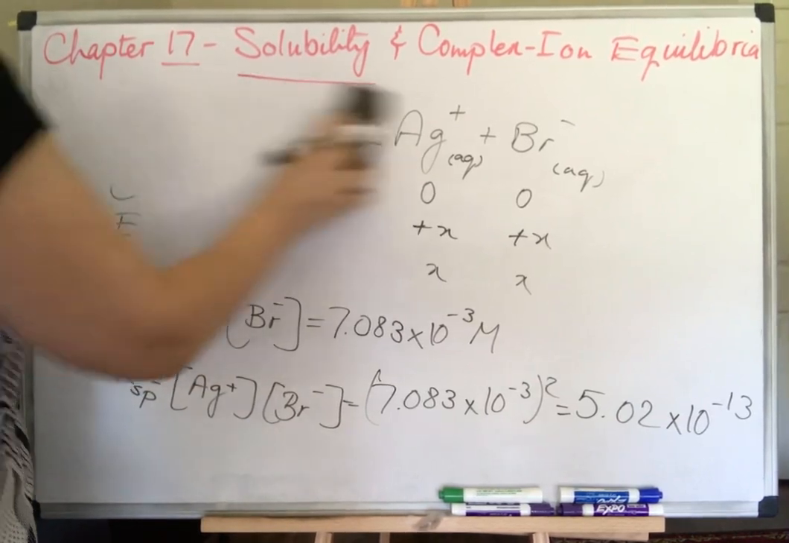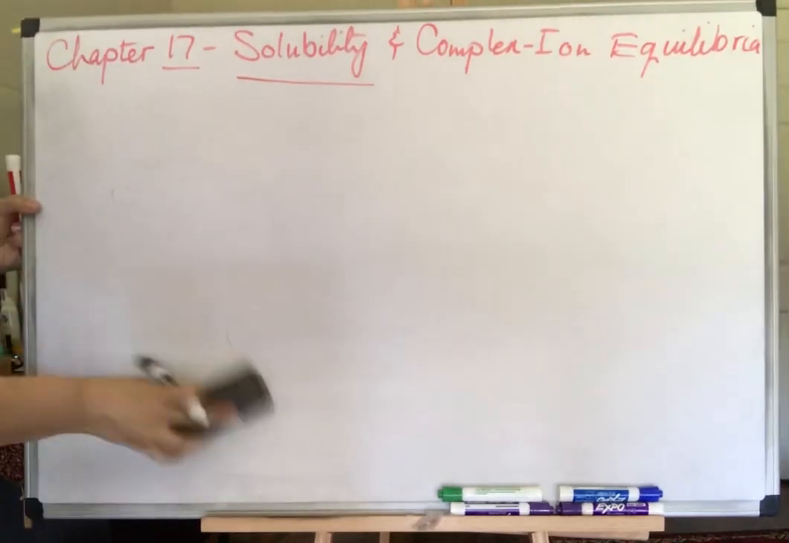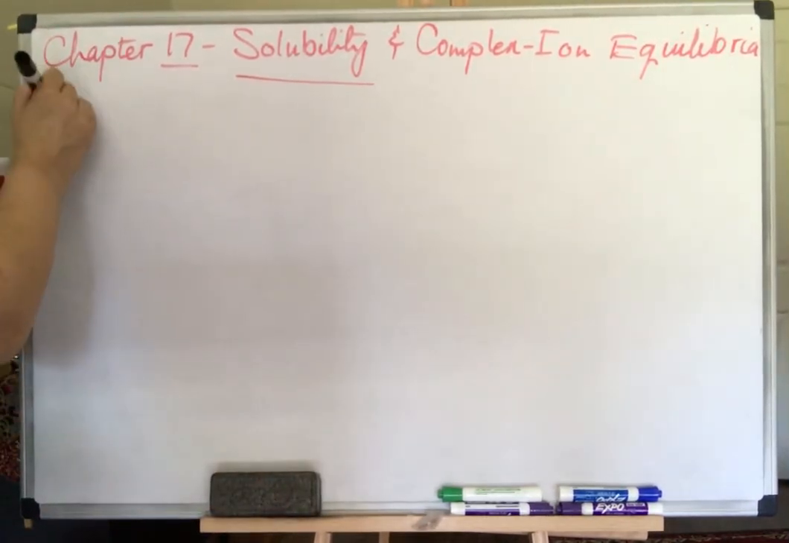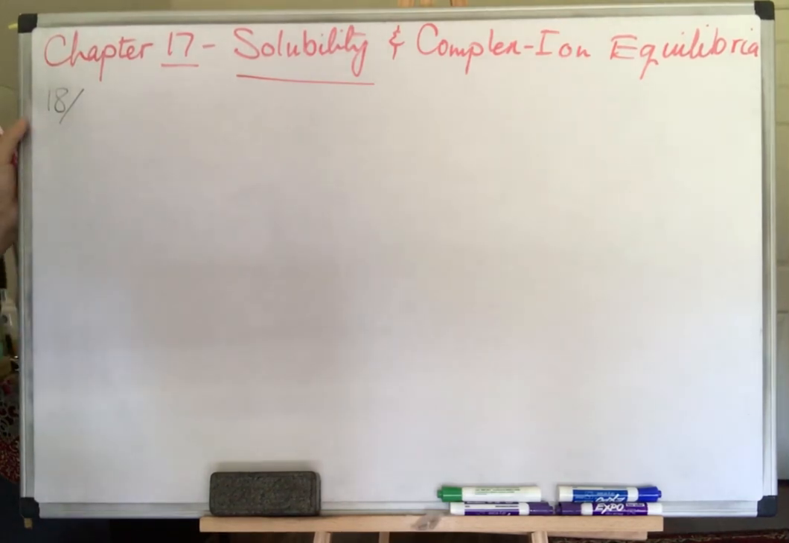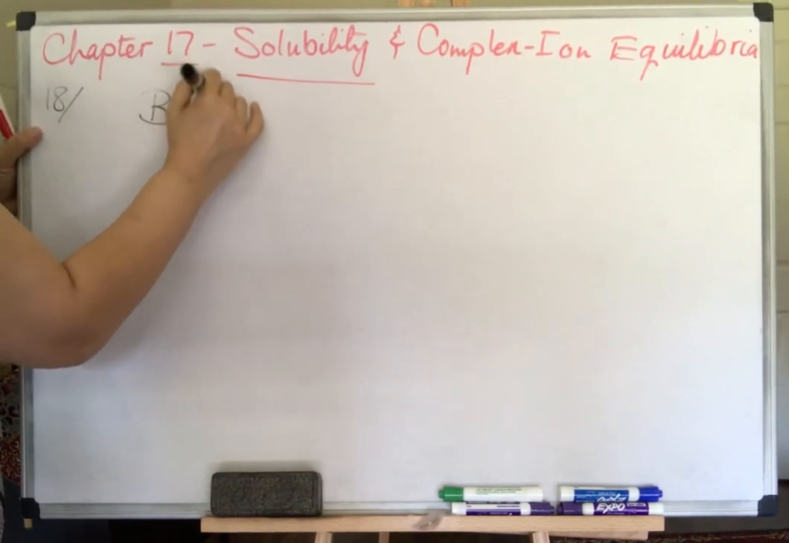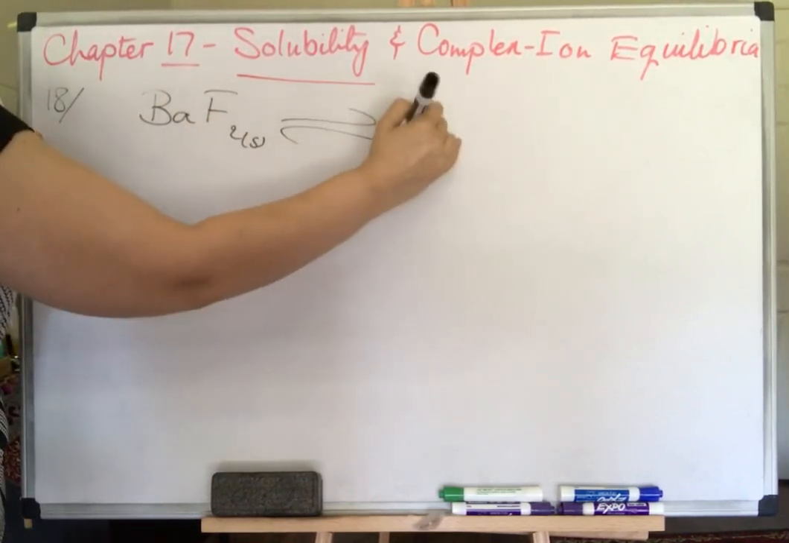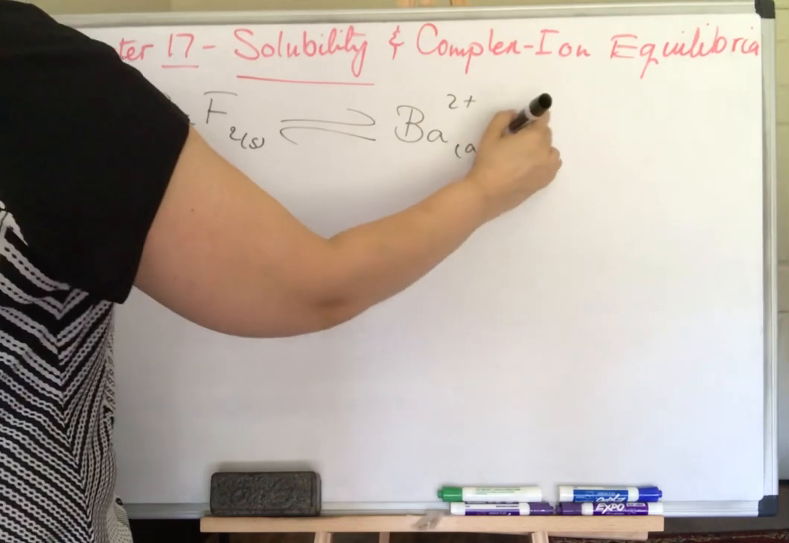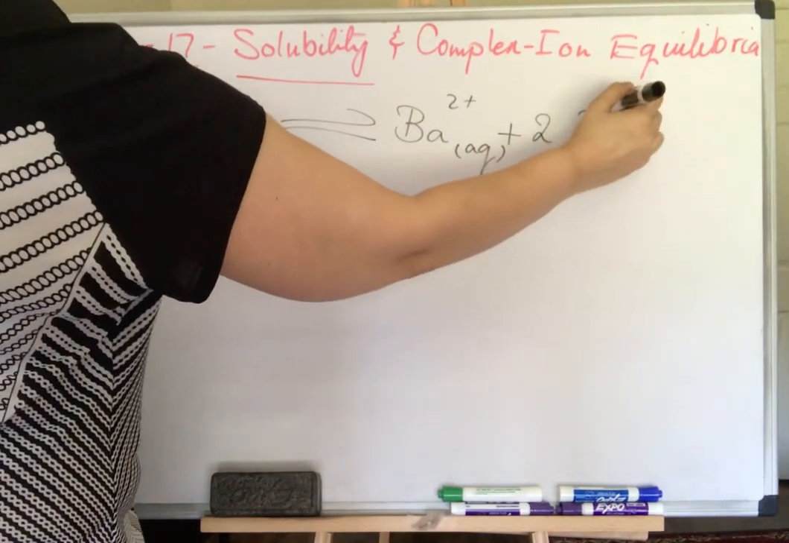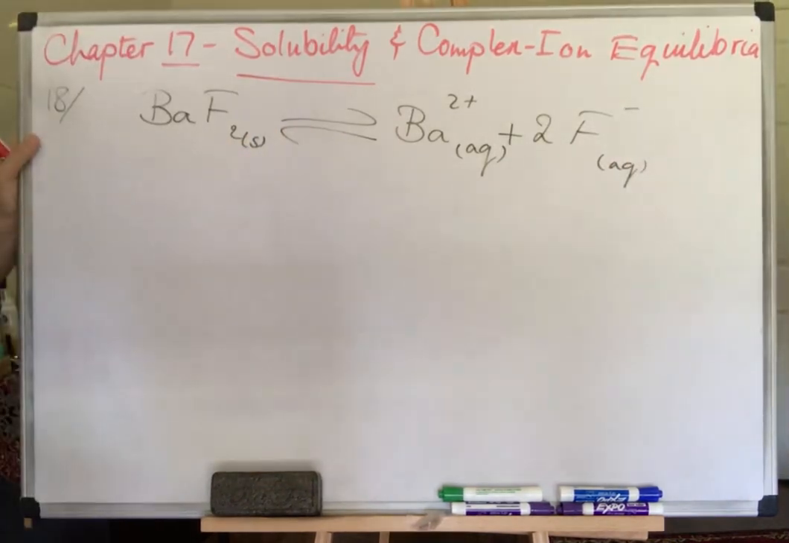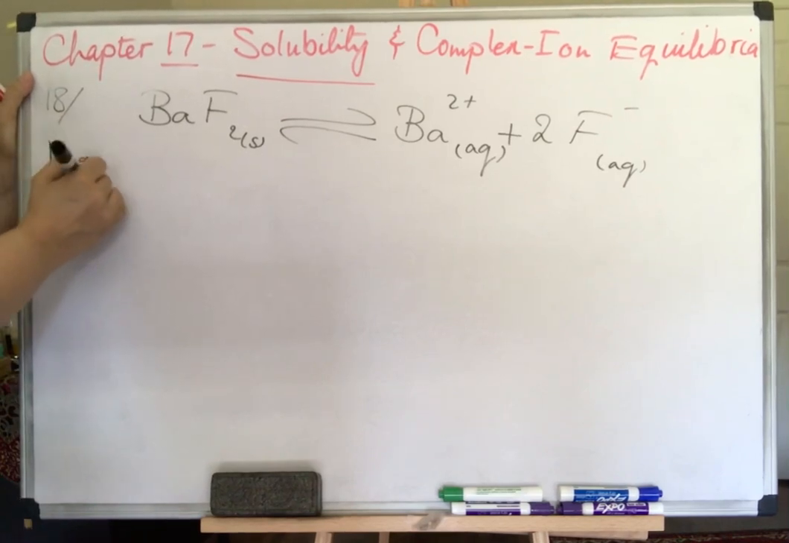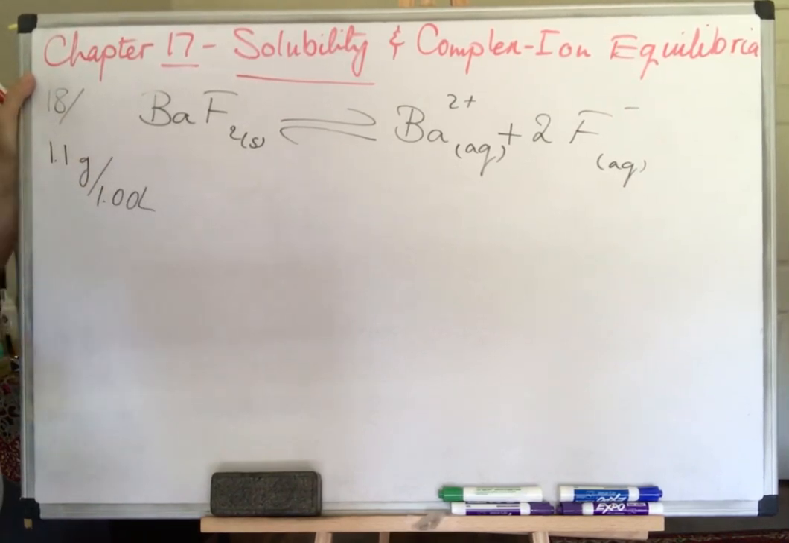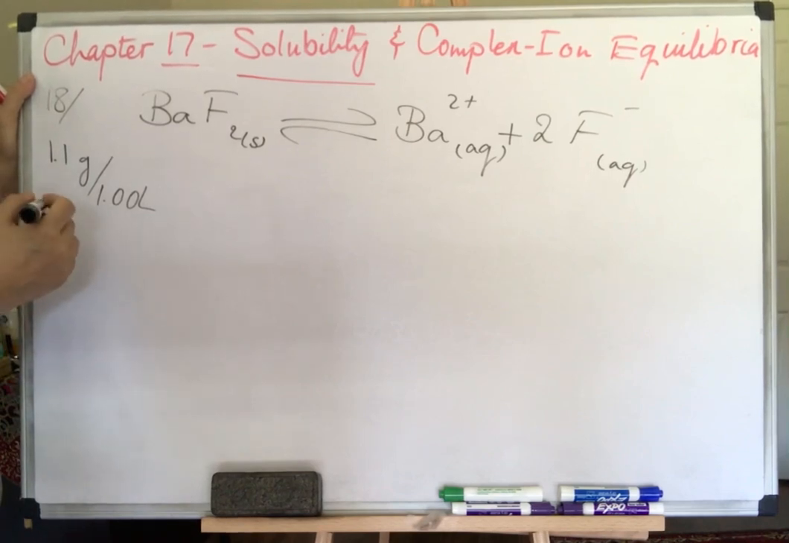Let's work on another example on slide number 18. An experiment finds that the solubility of barium fluoride, let's write its equation first. Barium fluoride is going to change to barium. At this point, as a chemistry 2 student, you need to know how to write the equations. So the solubility is 1.1 grams per 1 liter, and we are supposed to find the KSP.